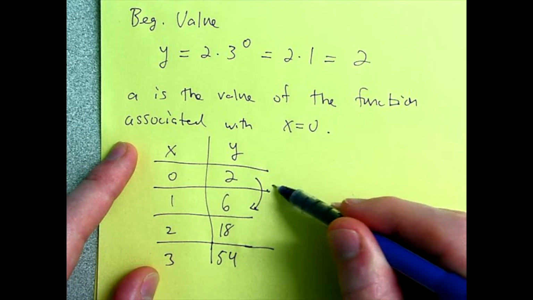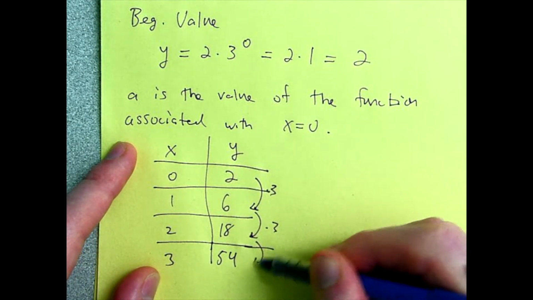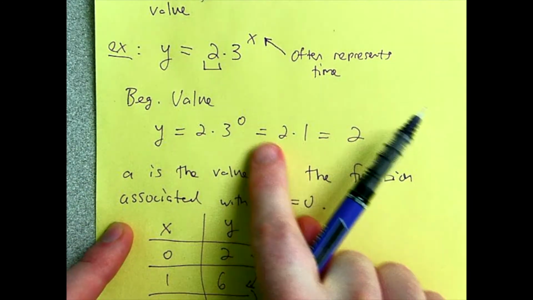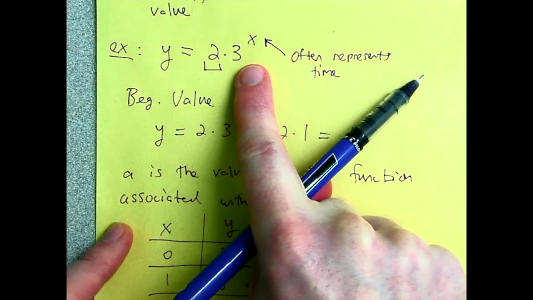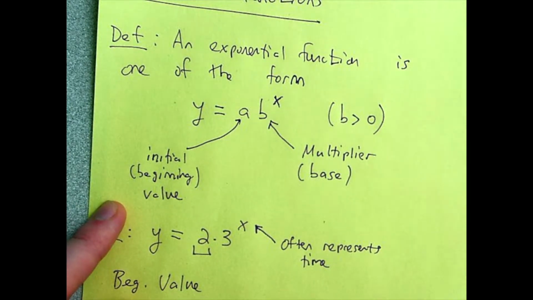So from 2 to 6, we're multiplying by 3. From 6 to 18, we're multiplying by 3. From 18 to 54, we're multiplying by 3. And so that's why I call 3 in this case the multiplier. Or more generally, that's why b is the multiplier. It's the number that you're multiplying by over and over again.